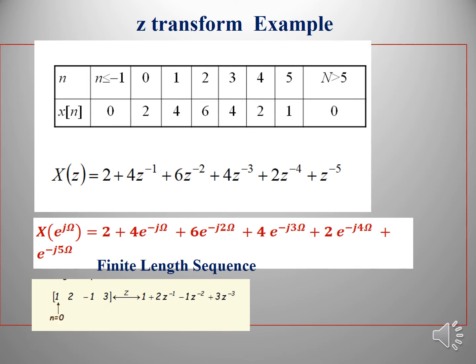Let us consider one more finite length sequence given by the normal representation 1, 2, minus 1 and 3. At n equal to 0 it is 1, resulting in a Z transform of, on similar grounds, 1 plus 2z minus 1 minus z minus 2 plus 3 into z minus 3, as could be obtained from 1, 2 and 3, giving 2 into z minus 1, minus 1 into z minus 2 and 3 into z minus 3.